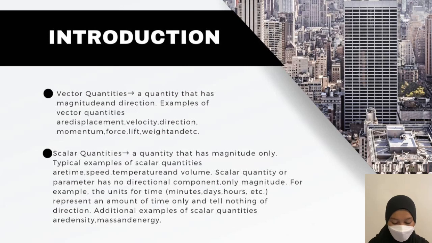A scalar quantity or parameter has no directional component, only magnitude. For example, the units for time are minutes, days, and hours. They represent an amount of time only and tell nothing of direction. Additional examples of scalar quantities are density, mass, and energy.